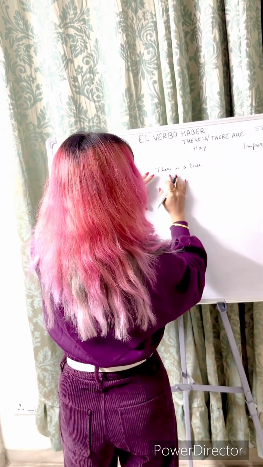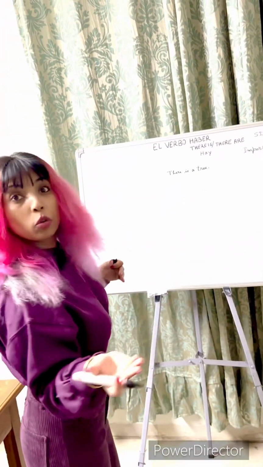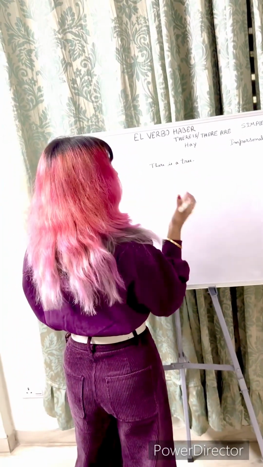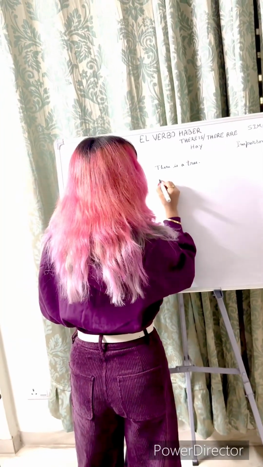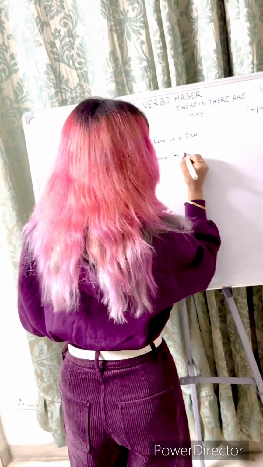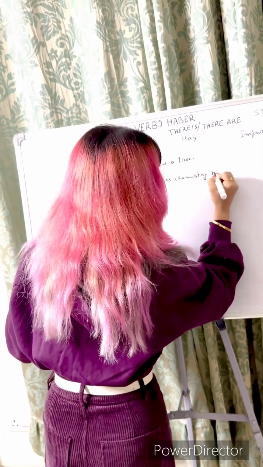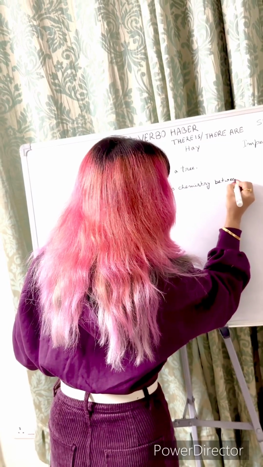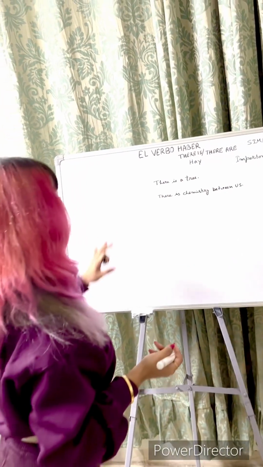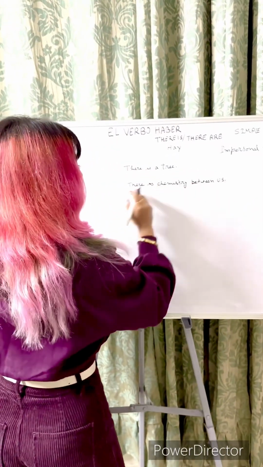And we can see here that the basic use of verb haber is to indicate existence or non-existence. We can say there is no tree. And in case of tangible things and also in case of intangible things, like there is chemistry between us. So tangible thing and intangible thing as well, and it is indicating existence.